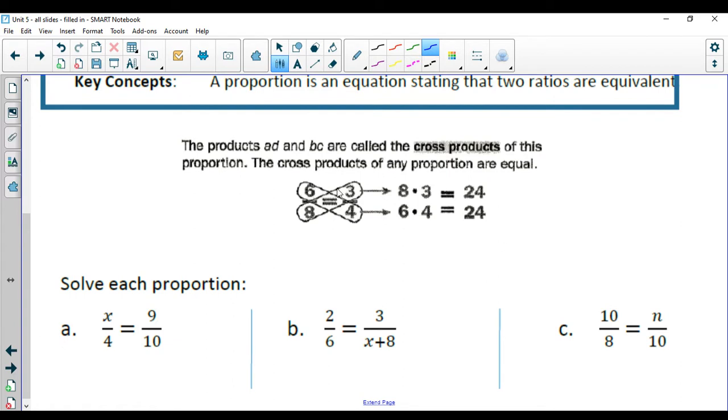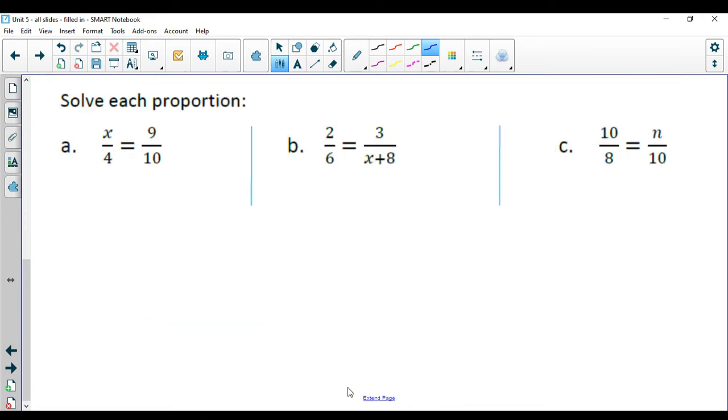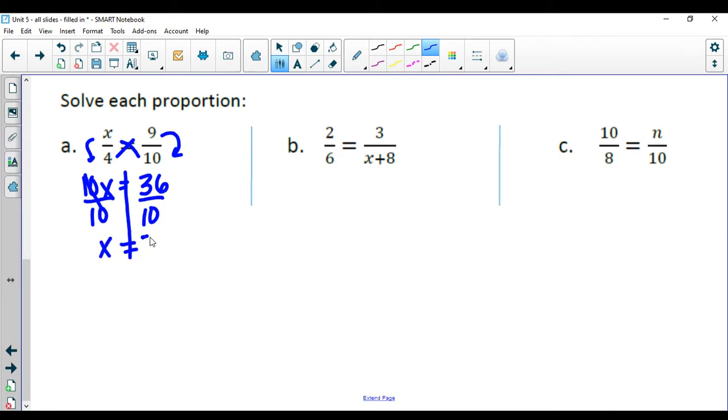So we have this example right here. Cross products are when you multiply across, making that X there. We're going to see that when we do the cross products and set them equal to each other, we end up with an equation. In the first one, I'm going to multiply 10 times x, which gives me 10x. On the other side, 4 times 9 gives me 36. Dropping a line down my equal sign, I'm going to divide by 10 on both sides in order to get the x all by itself. And 36 divided by 10 gives me 3.6.